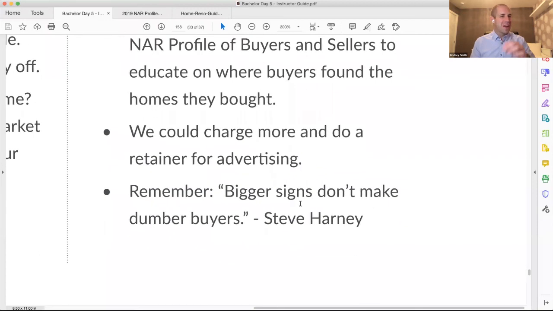And the last one, I love this concept. You have an overpriced listing. You have something that's in the wrong price category. The listing doesn't look great inside. And I love the statement that bigger signs don't make dumber buyers. So regardless of how big of a sign you put on the property, it doesn't make a dumber buyer.